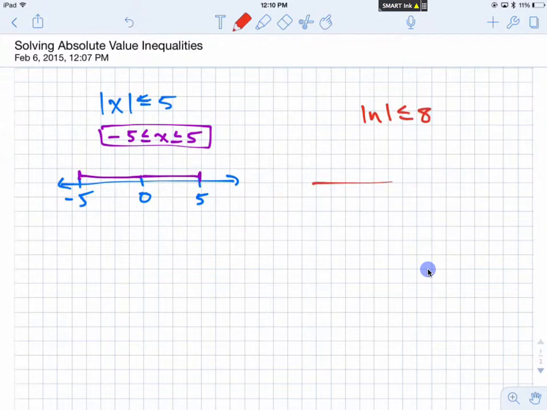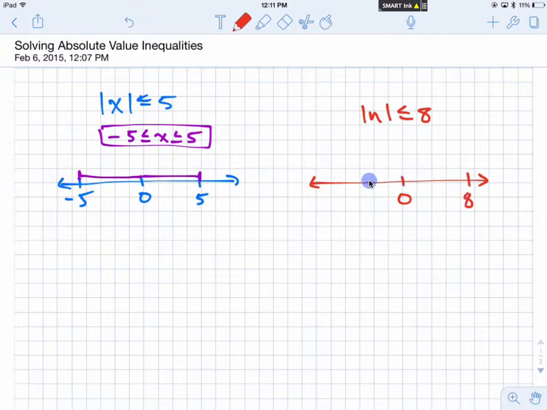So now what we're looking for is all numbers on the number line whose distance from 0 is less than or equal to 8. It is no more than 8. It can be up to 8, but not any farther than 8. So let's see, on the right-hand side for positive numbers, you can go all the way up to 8. But if you go higher than 8, that's too far. The absolute value is going to be too big.